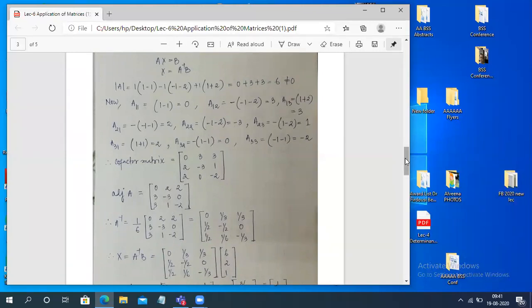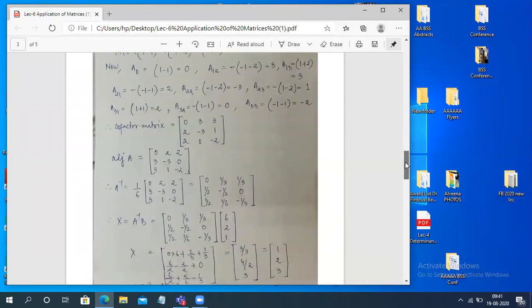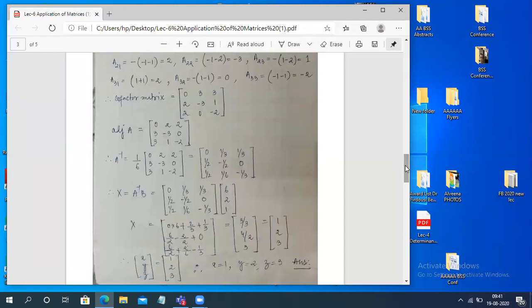Now find A inverse. That means you have to divide each element of the adjoint matrix by the determinant value of A. Since its determinant value is 6, divide each element by 6 and you will get this matrix A inverse. So your A inverse is this.